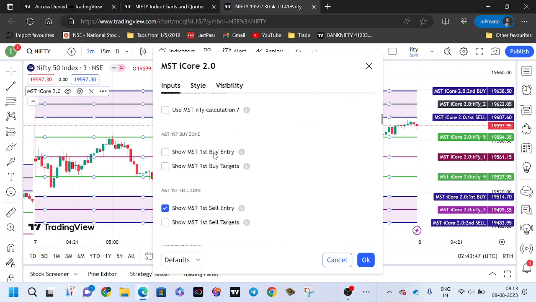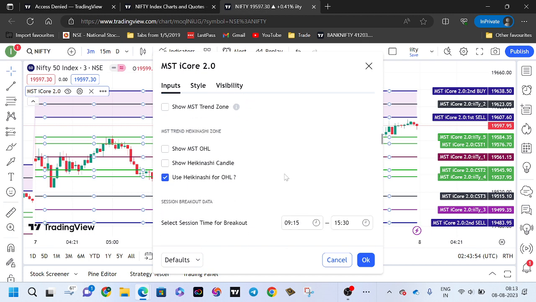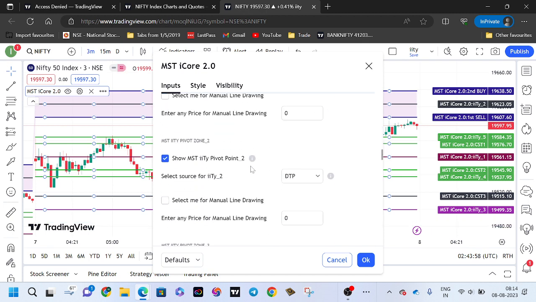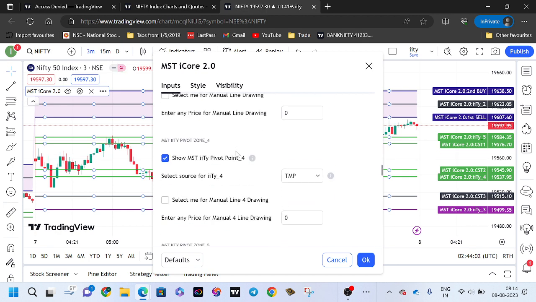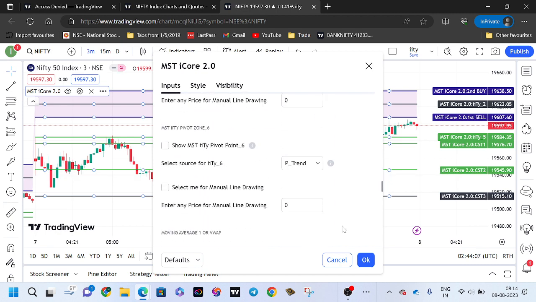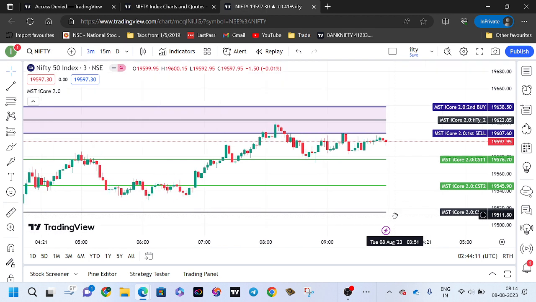Since sell is activated, remove the buy and enable the sell and sell targets. Remove everything, you don't require anything. Just remove everything except the sell and sell targets, second buy and second buy targets. Clear? See the perfection.